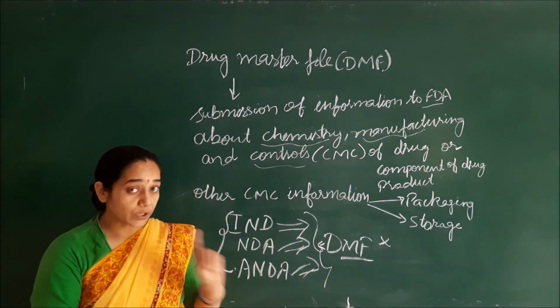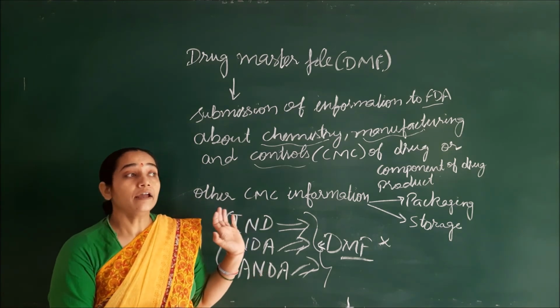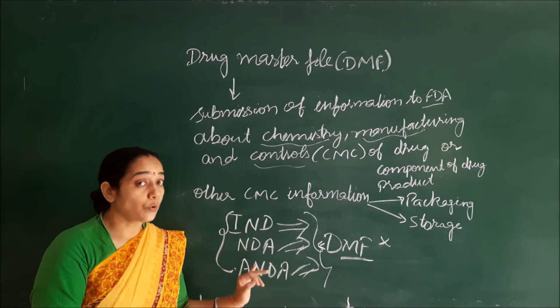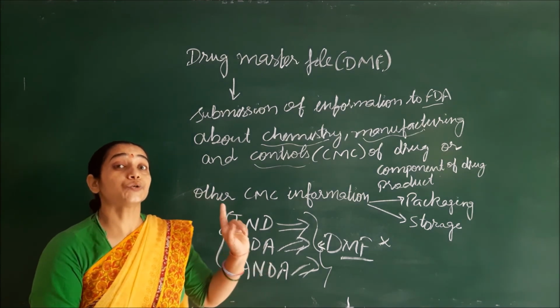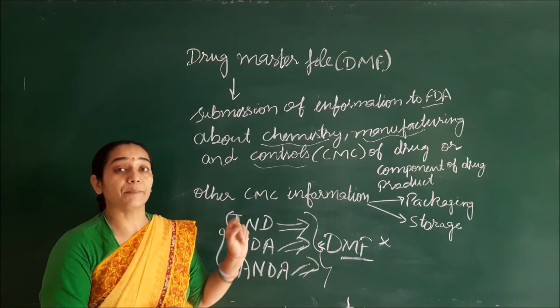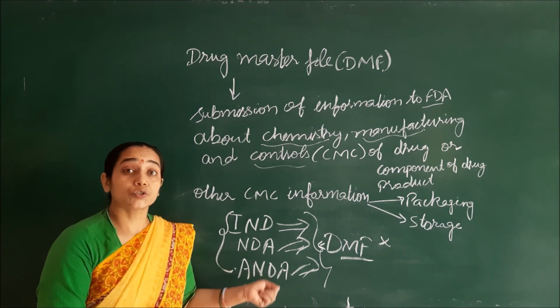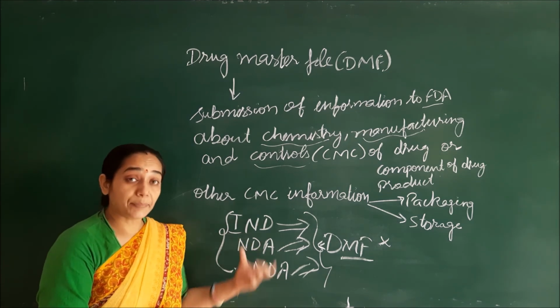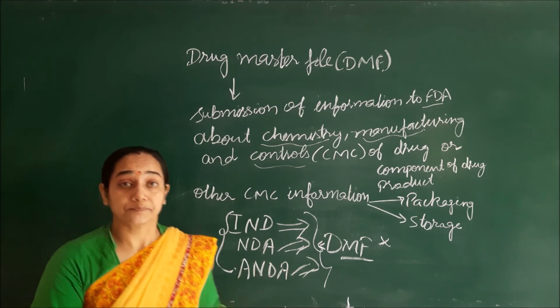So DMF is not an alternative, meaning I cannot make a DMF and then go for all these. No. If I am applying for any of them, then I should have a DMF, and that DMF is going to provide the whole information to these authorities so they can review the application which has been submitted by the manufacturer.